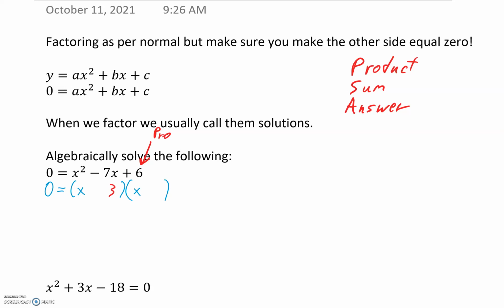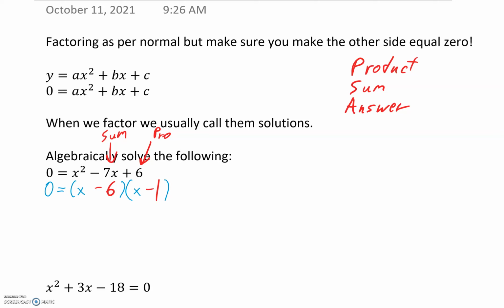And usually I start in the middle, so 3 and 2. Then I ask myself the next part, which is, do those two numbers add up to get 7? No, they get 5 or 1, depending if we're subtracting or adding. So no, it does not work. Okay, let's try two other numbers. Let's go with 6 and 1. And yes, they'll add up to 7, but it's a negative 7, so let's make both of those negative. And yes, that works out.